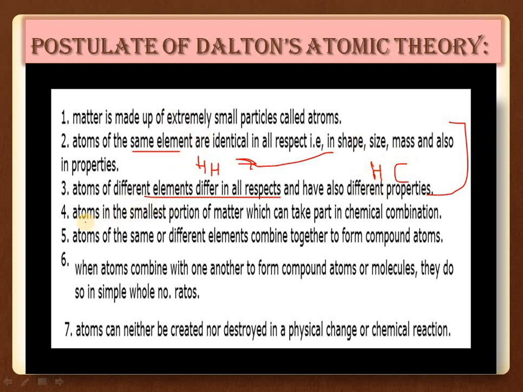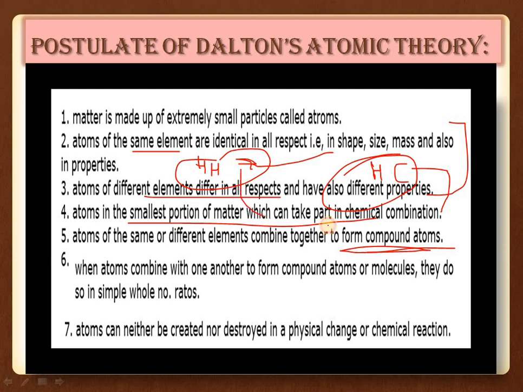So the fourth postulate is: atom is the smallest portion of matter that can take part in chemical combination. Dalton said that matter always takes part in a chemical reaction, but in the form of atoms. The fifth postulate is: atoms of the same or different elements combine together to form compound atoms, what we studied in a compound also, that atoms of the same element or atoms of different elements combine to form the compound molecule. For example, hydrogen combines to form the H2 molecule, and hydrogen and carbon combine to form CH4, methane. So this is for different element combination in the formation of a compound, and here we get a combination by the same element.